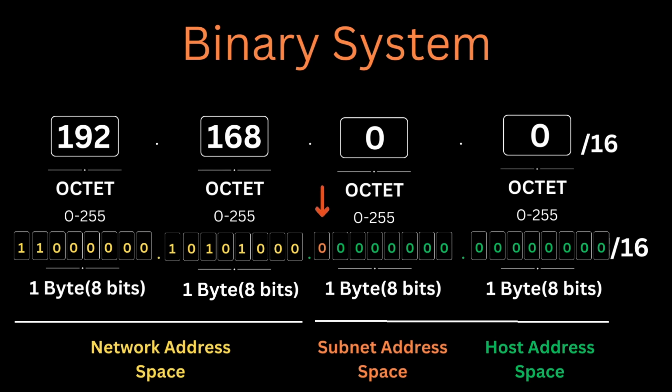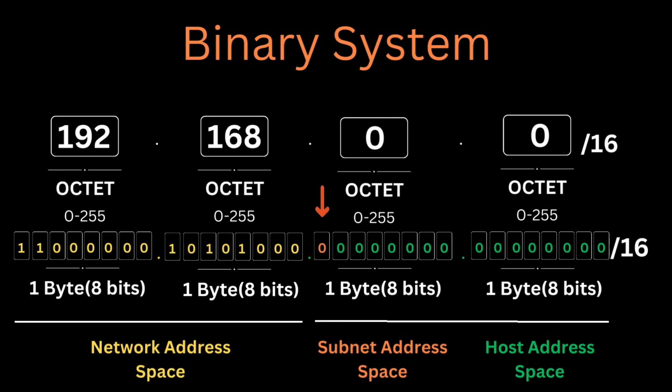But what is this subnet address space? So, we already know we cannot change the network address space, right? And we have host address space in our hand. So out of the host address space, we can allocate the first, second, third bit, depending on how many subnets we want to create, and set those bits as our subnet address bits.